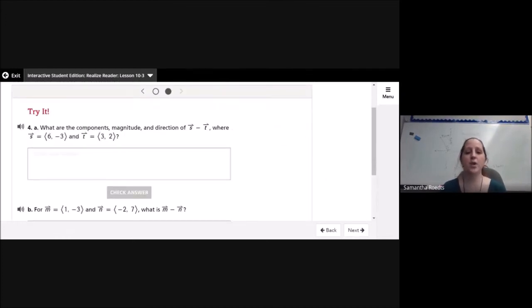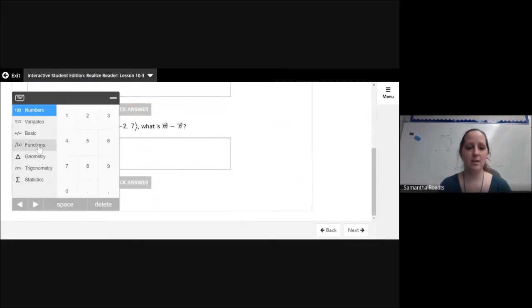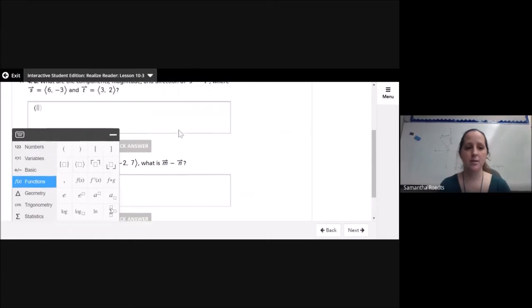All right, let's try it. What are the components, magnitude, and direction of vector s minus vector t, where s is 6, negative 3, and t is 3, 2? So I'm going to do the exact same thing that I did with addition. I'm just going to subtract the values. So I get 6 minus 3, negative 3 minus 2, which equals 3, negative 5.